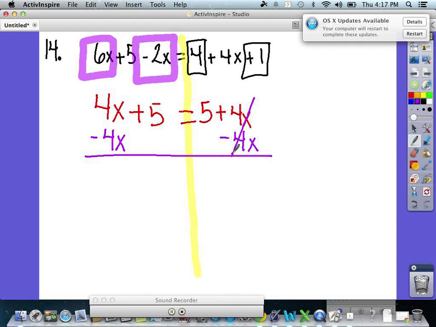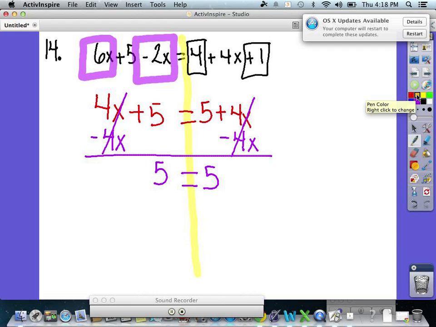Yeah, you're absolutely right. Now think about it. 4x minus 4x. If we say 4x minus 4x, how many x's are we going to have left? None. So that's going to cancel out as well. Now we're going to bring down what we have left. 5 equals 5. Now, in this particular problem, we're trying to determine, do we have a solution, no solution, or infinitely many solutions? 5 equals 5 is a true statement.